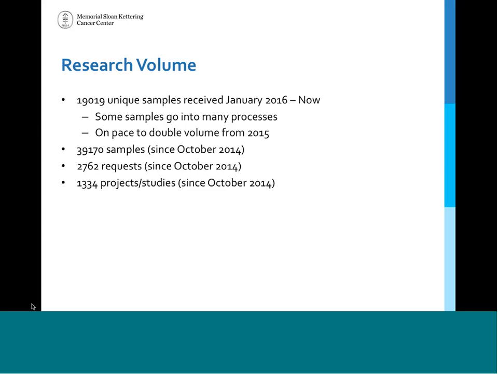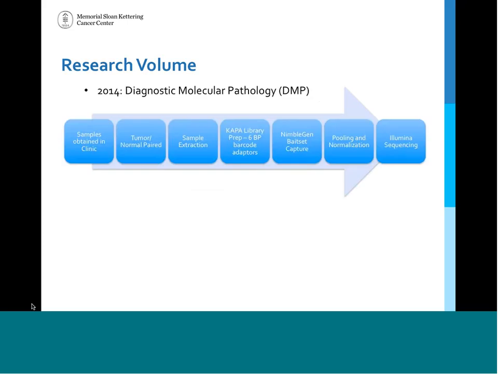Within the LIMS, we have them broken down into projects that can contain multiple requests. So we have just over 1,300 projects and 2,700 requests within those projects.